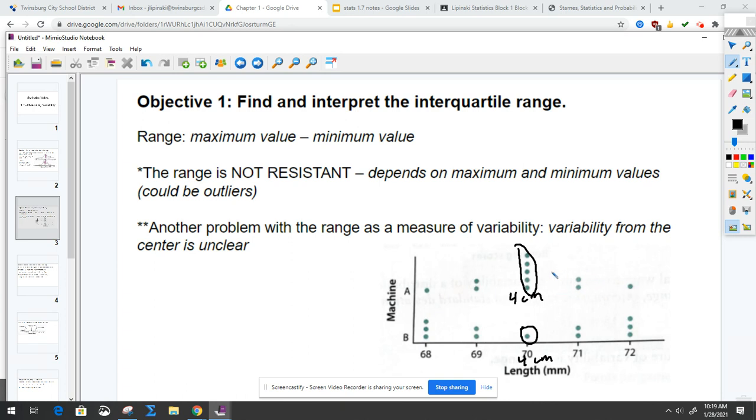So again, knowing the range is not resistant, and the variability from the center is not clear. As we can see, this one has way more, 5 to the left and 5 to the right, as opposed to this one, which is 3 to the left and 3 to the right of our measured goal, which was 70.